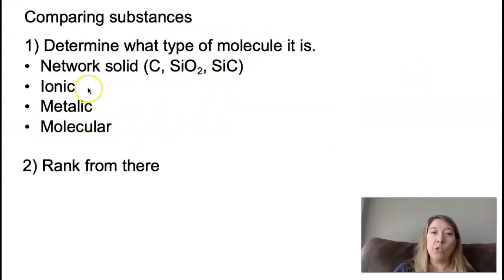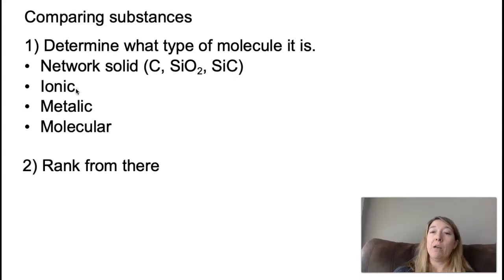So once I decide which one it is, I might already be able to rank things. That's because a network solid has the strongest attractive force. To melt a network solid, I have to break a covalent bond, which is the strongest of the bonds. Ionic is the next strongest type of attractive force, because in an ionic compound we have whole charges at play. If I had two ionics, I would want to look at the charge numbers.